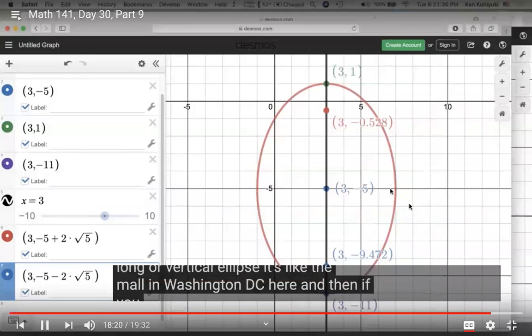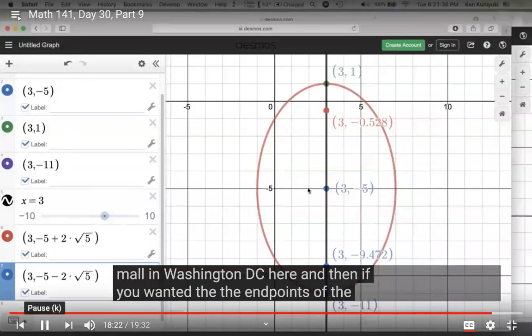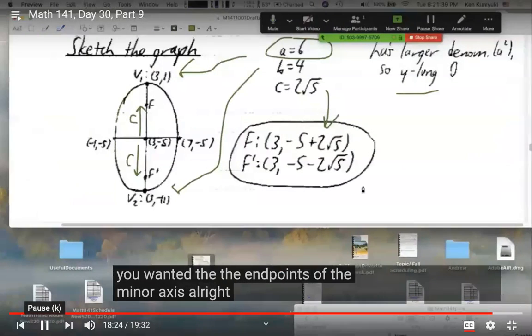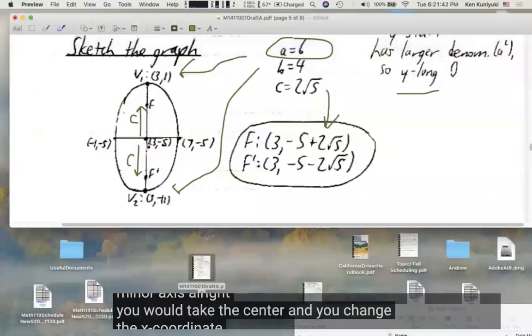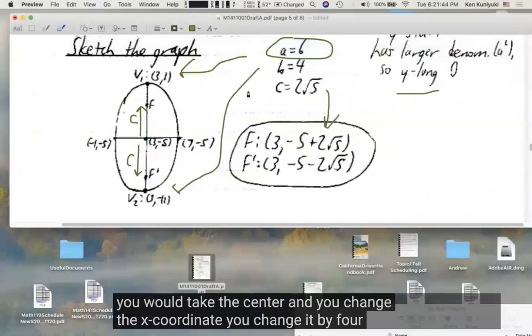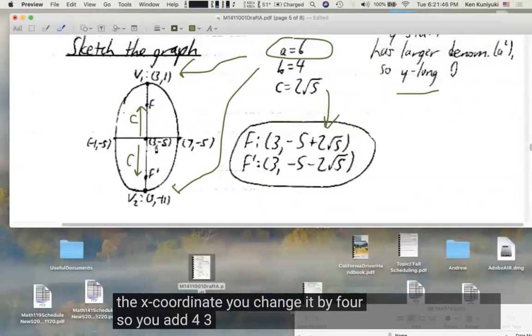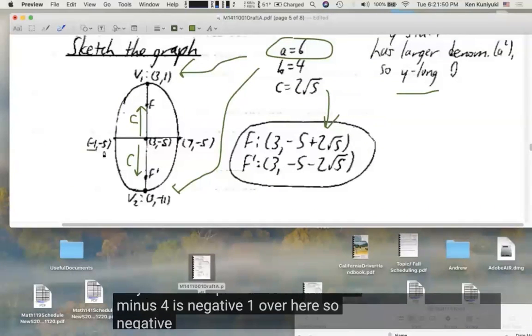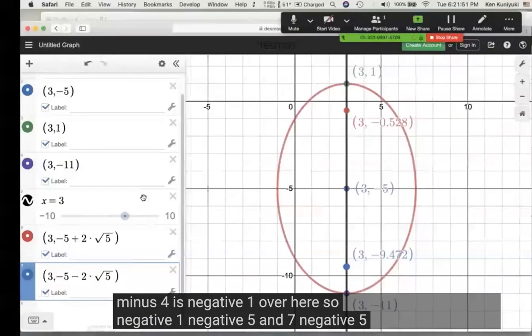And then if you wanted the endpoints of the minor axis, you would take the center and change the x coordinate. You would change it by 4. So you add 4, 3 plus 4 is 7 over here, 3 minus 4 is -1 over here. So -1, -5, and 7, -5.